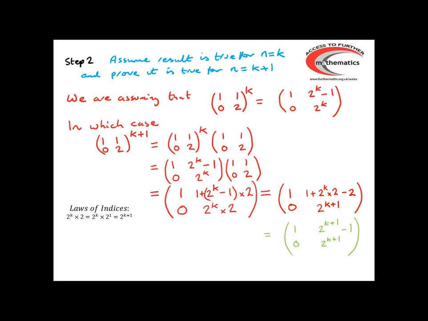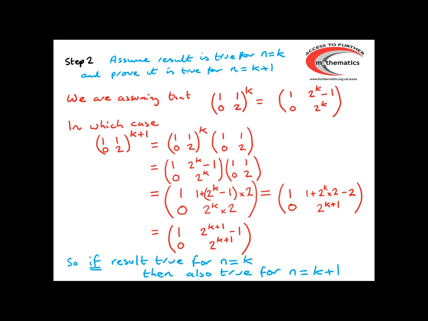We've got 1 plus 2 to the k times 2, take away 2. Well, 1 take away 2 gives me minus 1, and we know that 2 to the k times 2 is the same thing as 2 to the k plus 1. So we've now got that all of our working in red eventually gives me that target matrix that I had. So what I can now do is say that if the result is true for n equals k, then the result must also be true for n equals k plus 1.